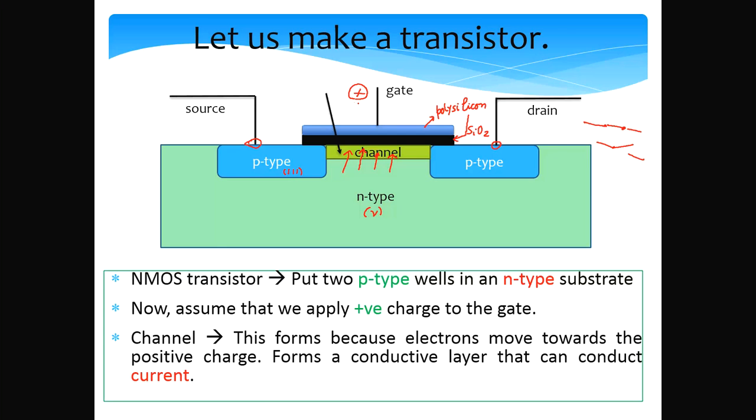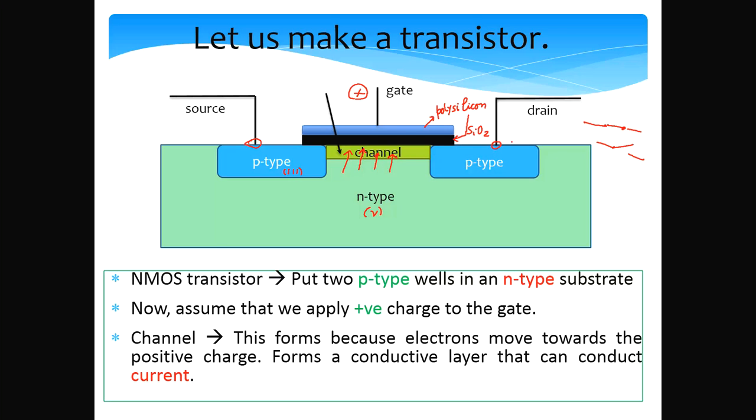If we apply a positive voltage at the gate, all the electrons will get attracted towards the gate, and they will get accumulated over here because they can't move further. This is because of the SiO2 insulator that is over here, the black box. But they will accumulate here and they'll form the channel.